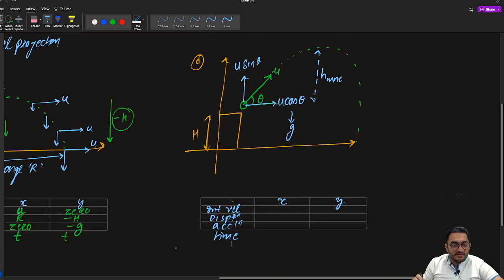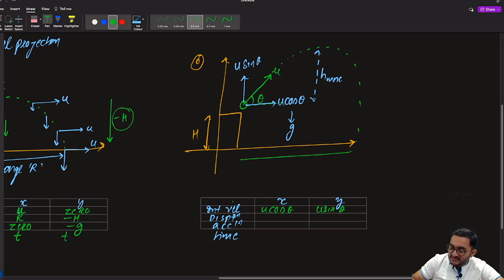Now looking at the situation, what can we comment? We can simply say that my initial velocity on the x-axis is u cos theta. On the y-axis, it is u sine theta. My displacement on the x-axis, yes, is a certain distance covered on the ground. If we have to give it a name, we can say it is the range, so I'm writing it as r. What about my displacement on the y-axis?